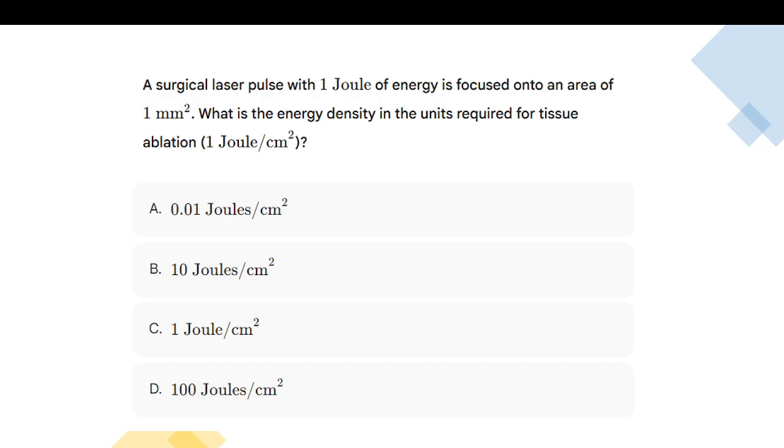Next question is: a surgical laser pulse with 1 joule of energy is focused onto an area of 1 mm square. What is the energy density in the unit required for tissue ablation, 1 joule per centimeter square? So we need to discuss the energy density in the unit required for tissue ablation.